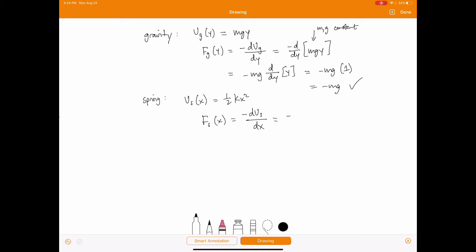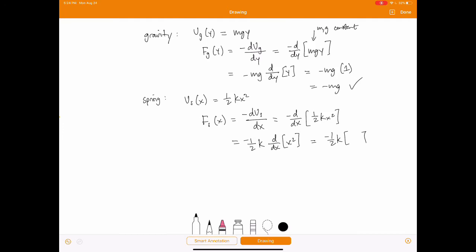And so we have minus the derivative of 1/2 kx squared. And just like before, we can pull out anything that's constant, which would be the 1/2 and the k factor. There's also a negative sign out there. And I'm taking the derivative with respect to x now of x squared.